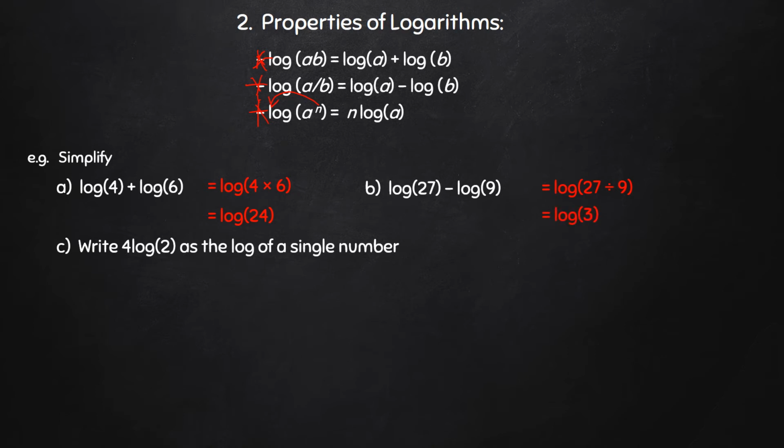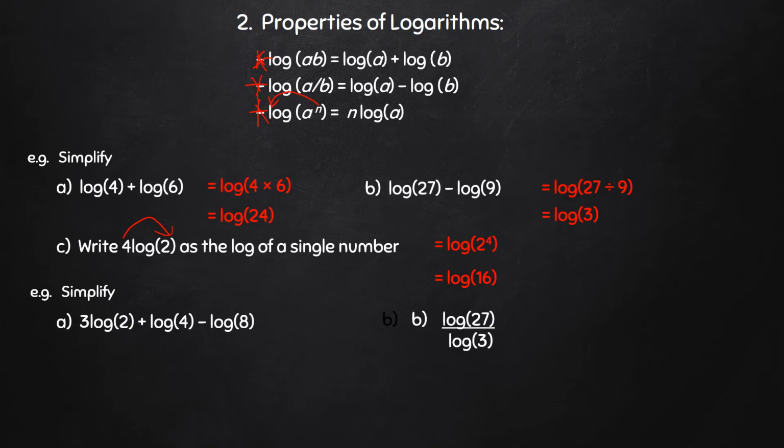Now, letter C here, if you notice there's a 4 outside the log 2. Now we're asked to write this as log of a single number, so it wants log of a number. So we need to deal with this 4. The way to deal with this 4 is using the last rule. And we're going to take our n, or our 4, back in with the 2. So what it becomes is 2 to the power of 4. And 2 to the power of 4 is 16, so log of 16, and that's our log of a single number.